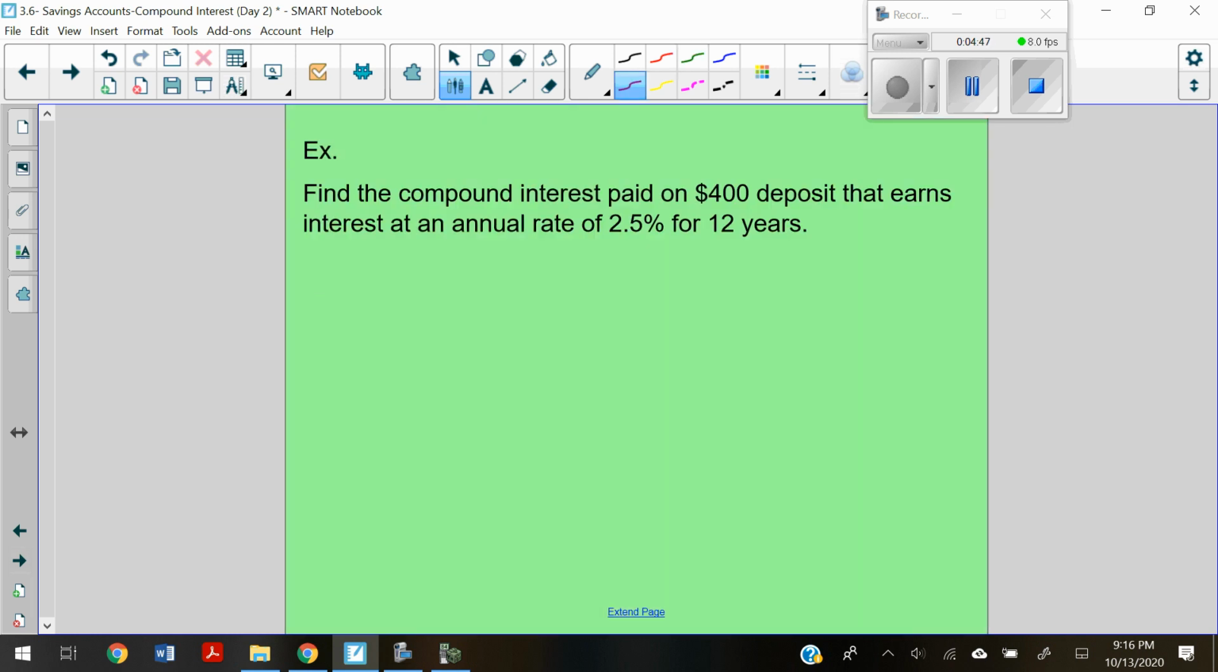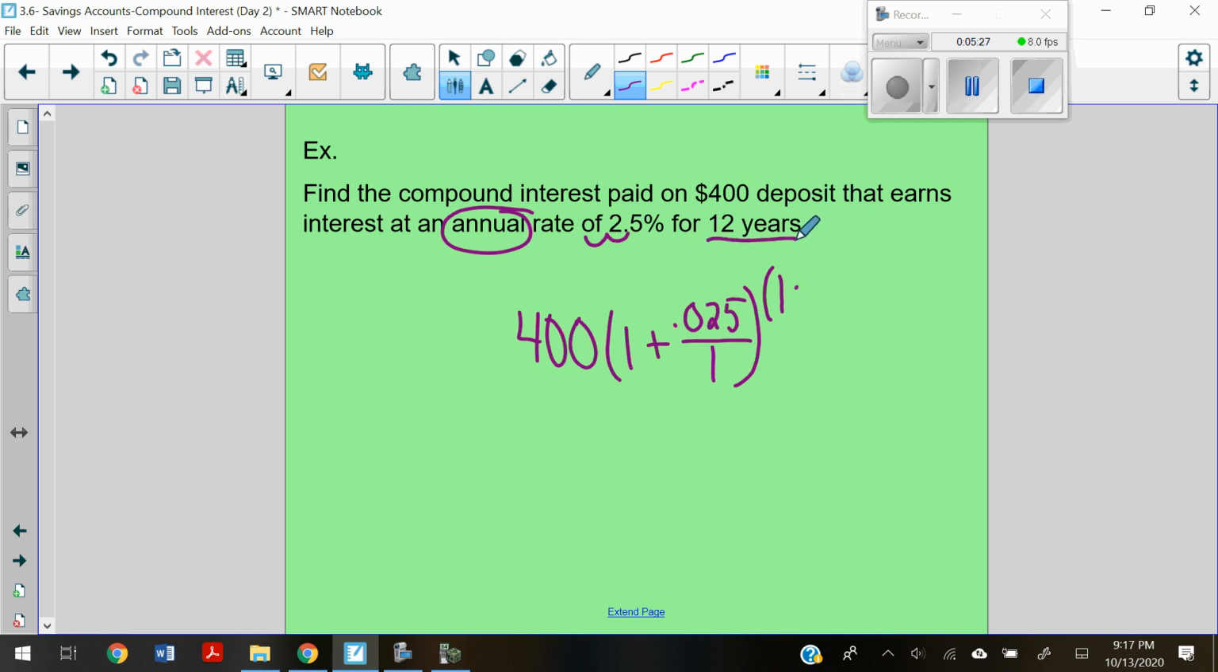So find the compound interest paid on a $400 deposit that earns interest at an annual rate of 2.5% for 12 years. All right, so our principal is 400, 1 plus, now I'm going to put my interest rate, I'm going to move the decimal 2 to the left, so 0.025, divided by the number of times it's compounded. And it says it's an annual rate, so annual is 1 time a year. And then in my exponent, it's how many times it's compounded times the rate, and my years, and it's 12.